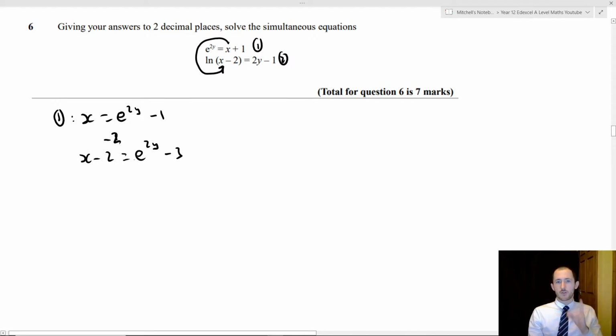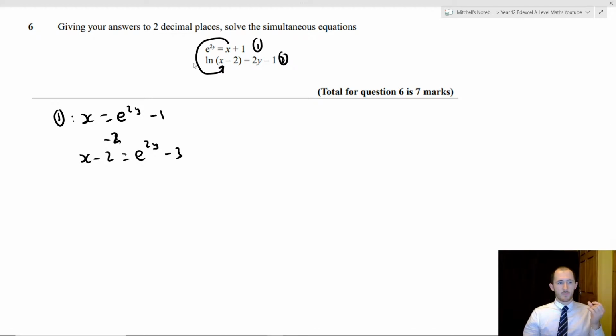Now if I take the natural log of both sides, I will have ln of x minus 2 equals ln e to the 2y minus 3. And that is another way to do things. The other way to do it is to simply raise all of this to the power of e and let that cancel out. Either way is, again, completely fine.